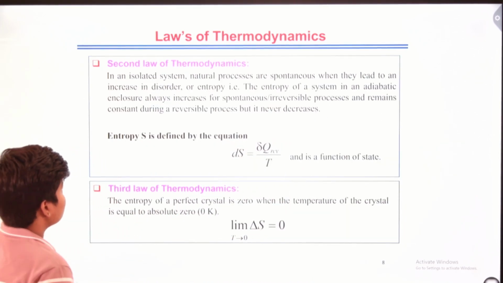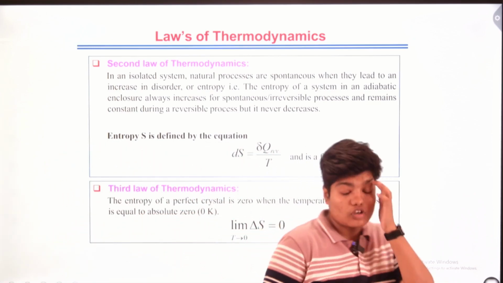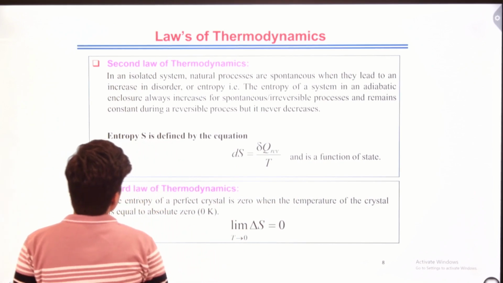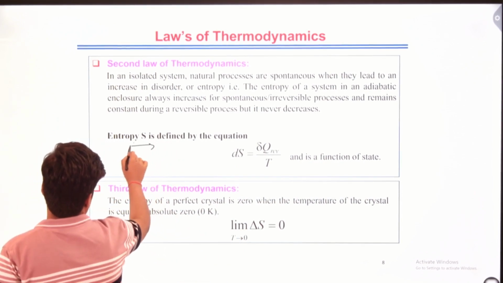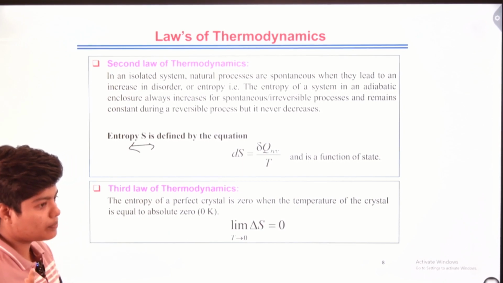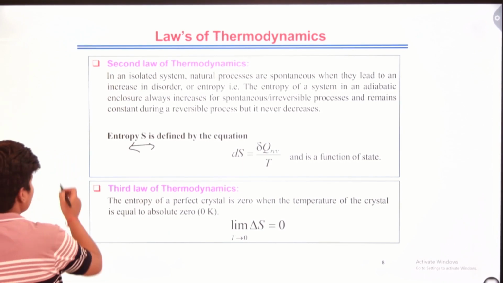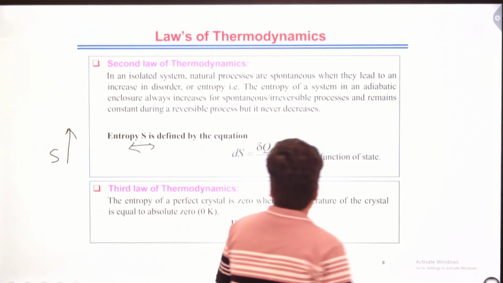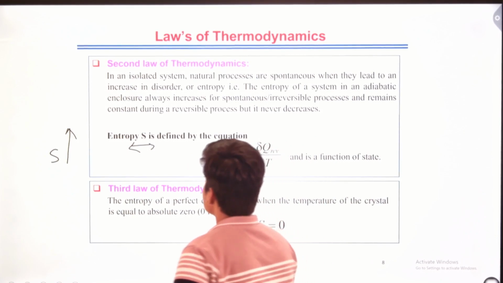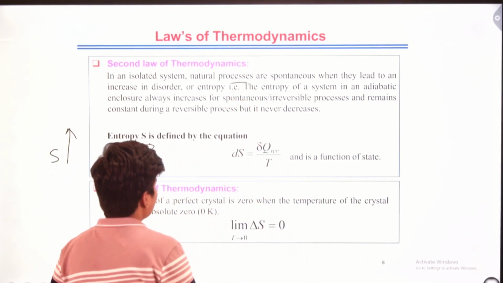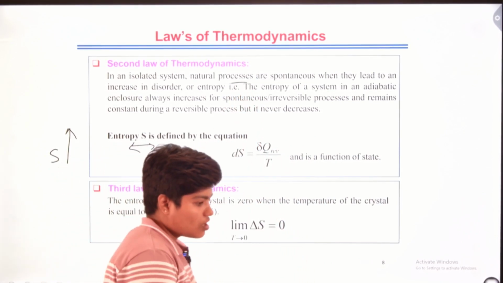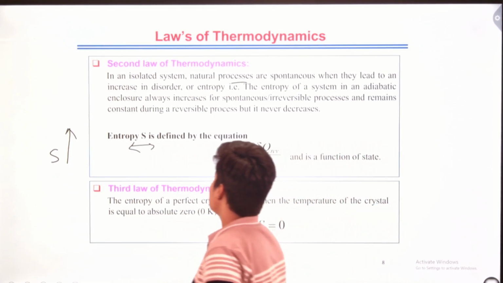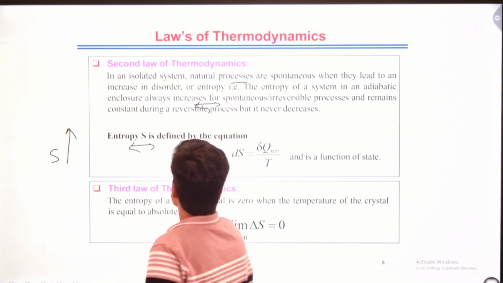Now the second law of thermodynamics. It talks about entropy. Entropy is nothing but some randomness or perturbation. If the system undergoes some perturbation or disturbance, then the entropy will increase. So what about the second law of thermodynamics? All natural processes are spontaneous. Spontaneous means there will be some disturbance or some disorder. So the entropy of a system will increase for spontaneous or irreversible processes.